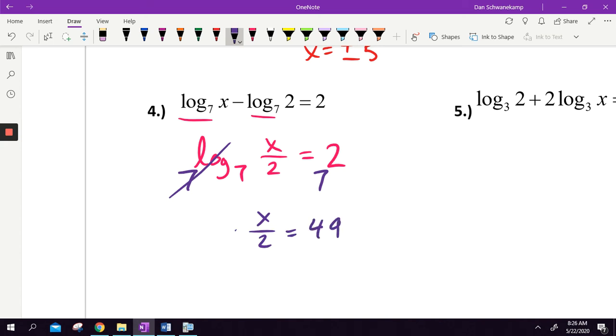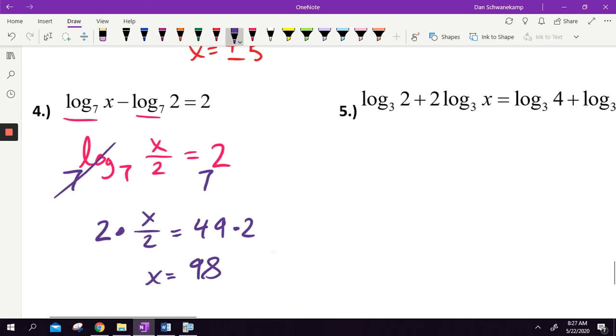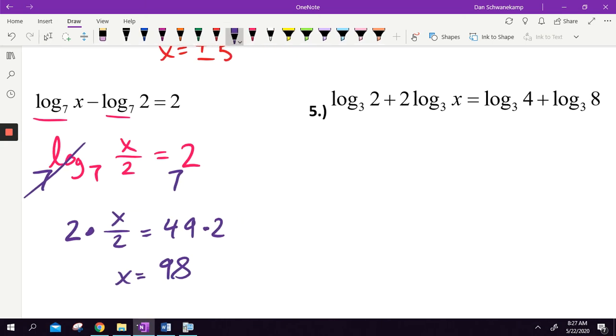I want to get rid of the 2, so to get rid of a fraction with 2 on the bottom, I'm going to multiply by 2. x is equal to 49 times 2, or in other words, 98. Keep going. We're doing great.